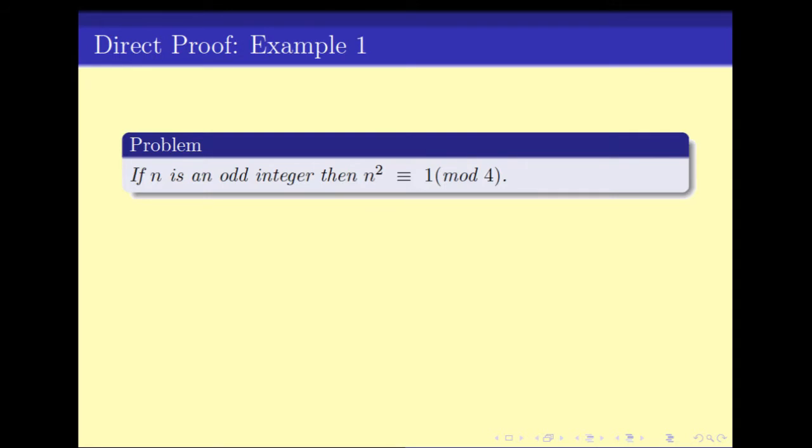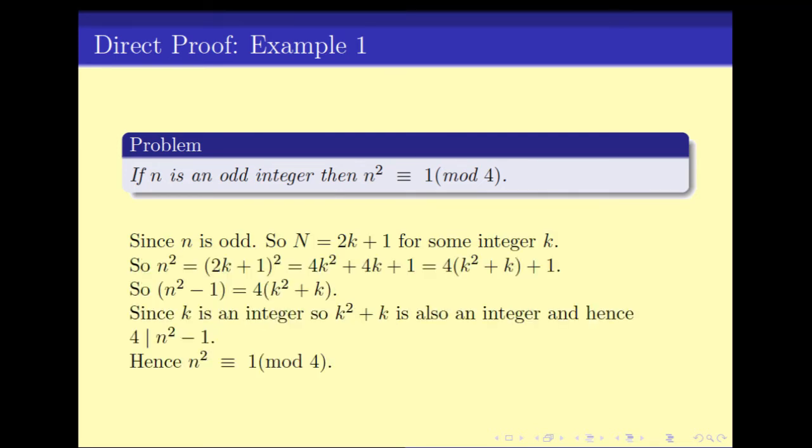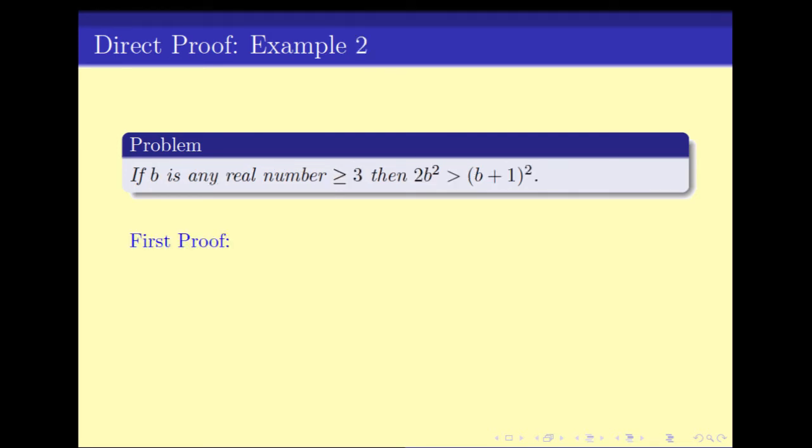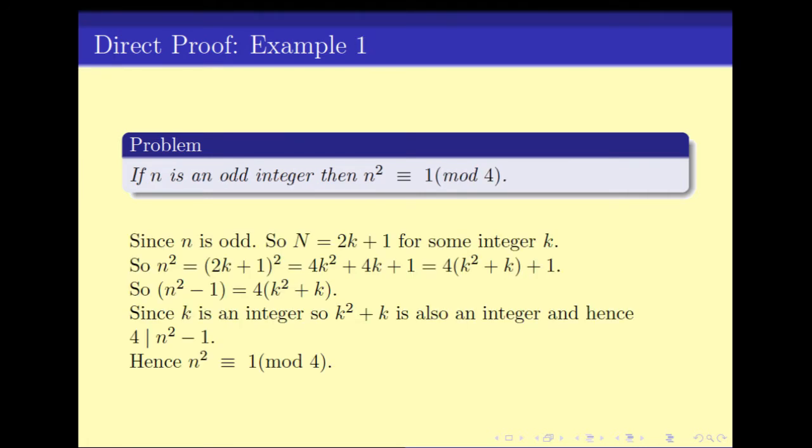The first part, in other words, if n is an odd integer, then n squared is congruent to 1 mod 4. This we did using the direct proof technique. I am not going through the full proof right now.